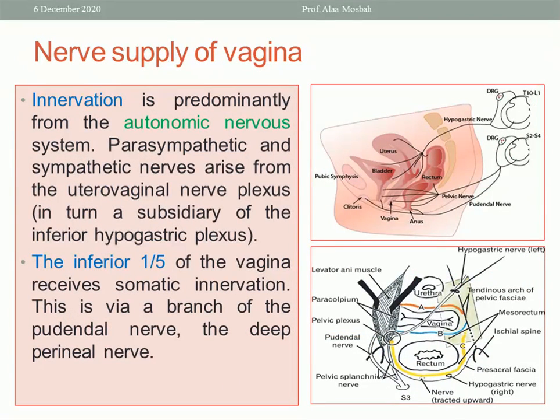What is the innervation of the vagina? Predominantly autonomic nervous system. Parasympathetic and sympathetic nerves, as you see in the picture, arise from the uterovaginal nerve plexus. The inferior fifth of the vagina receives somatic innervation, via a branch of the pudendal nerve, the deep perineal nerve.